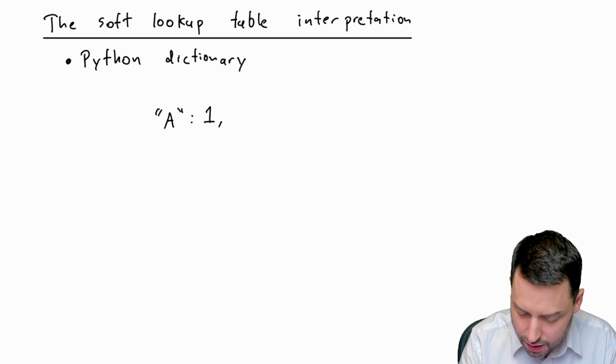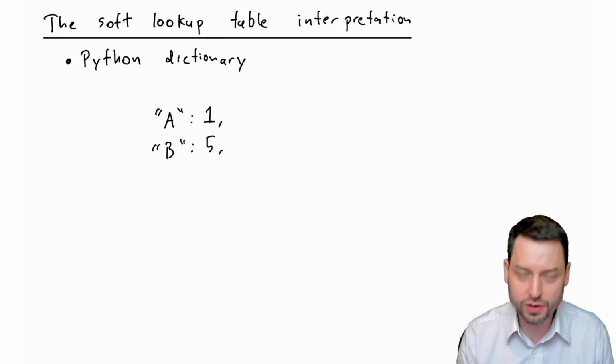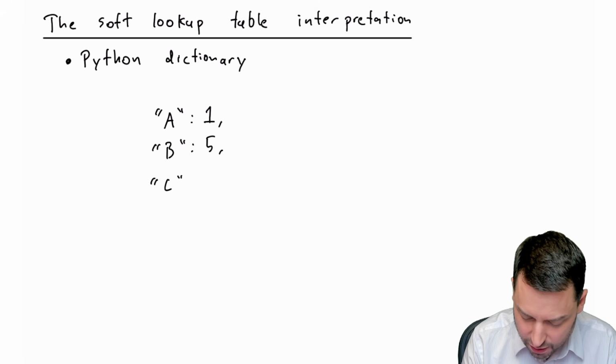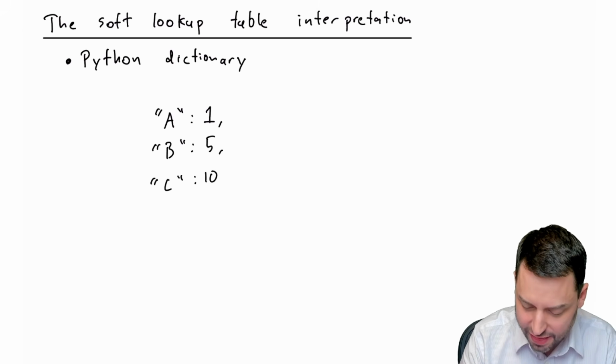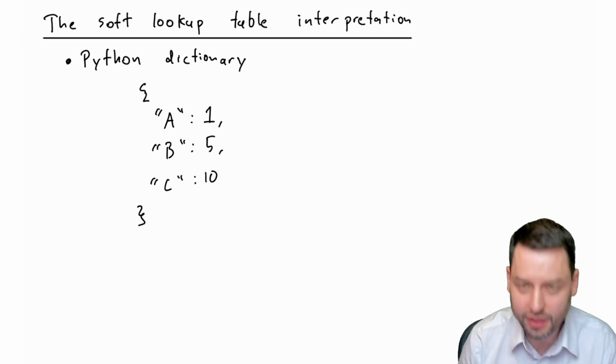Maybe you have the key B that corresponds to the value 5. Doesn't have to be any order to anything. And the key C, which corresponds to the value 10. Let's say you had this Python dictionary. And I'll even annotate it with the Python notation.